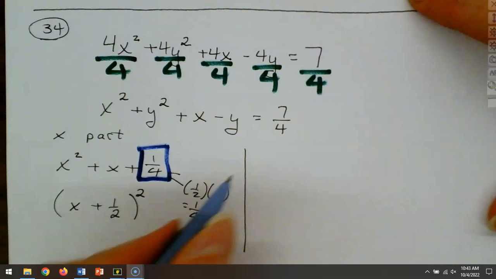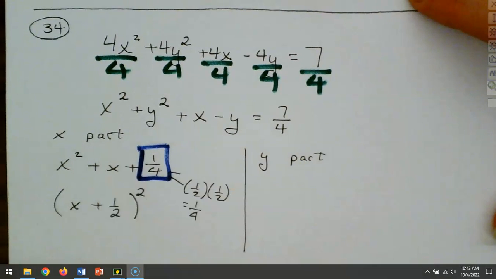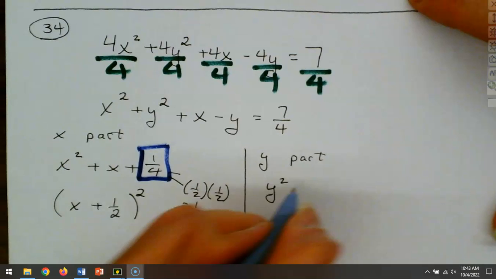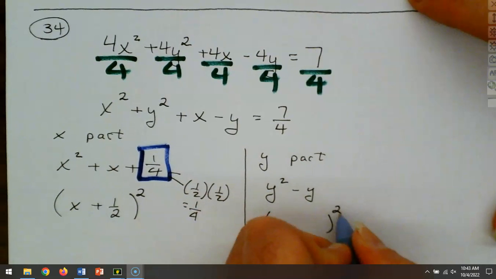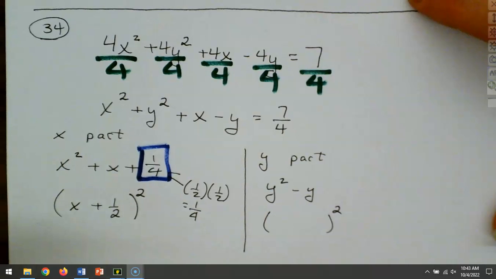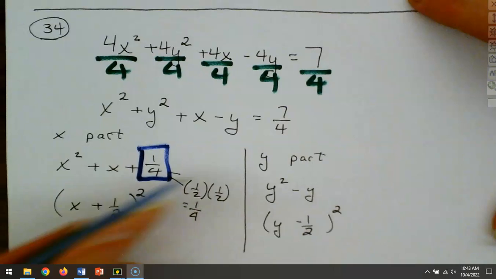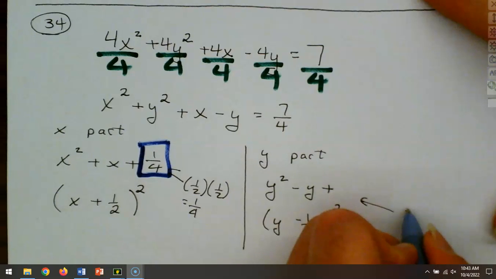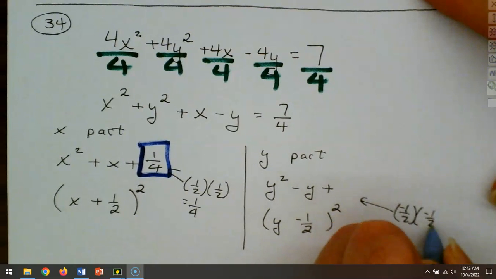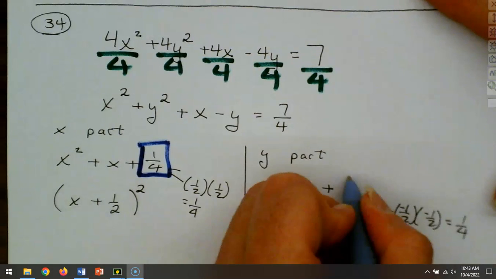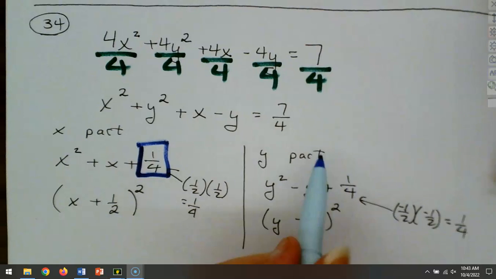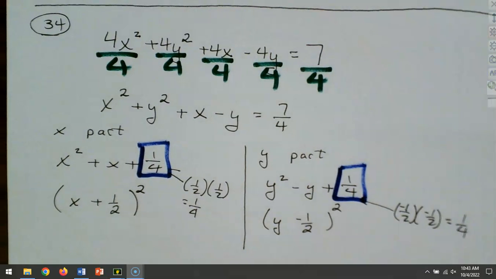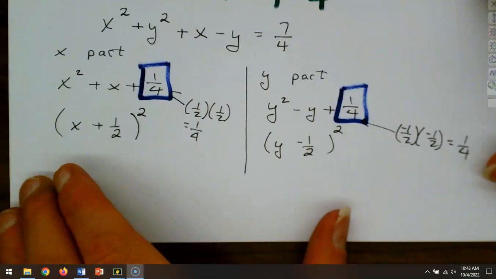Repeat the process for the y part. Y squared minus y. What's half of a minus 1? Minus 1/2. What are we going to have to add in to force it to factor? Because that's going to be minus a half. Minus a half squared makes it 1/4. So 1/4 is added in. Is everyone all right with that so far? Right? Half and square. That's it. That's all you have to remember. Half and square. Put it all back together, and we're done.